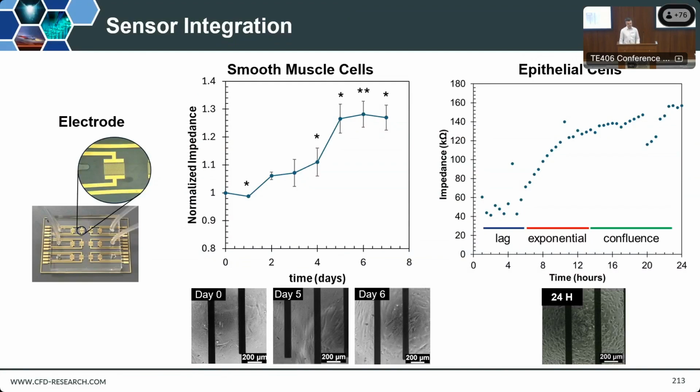And in addition to this, we did the same thing with epithelial cells. However, we seeded them much more densely, and they grow a little bit faster than the smooth muscle cells. And this is over 24 hours. We see the exact same thing with a lag phase, a steep growth rate, and then confluence.